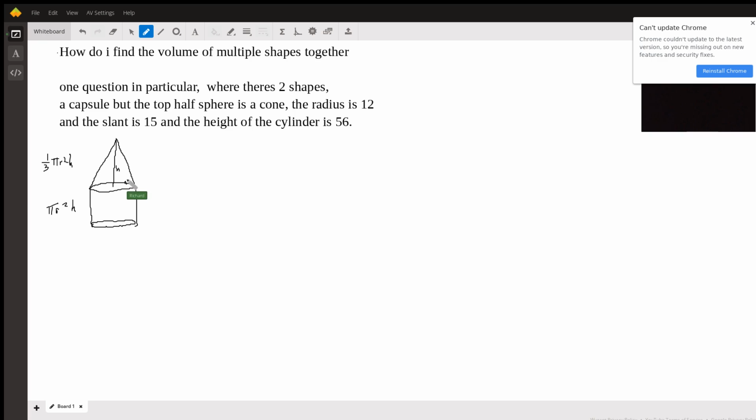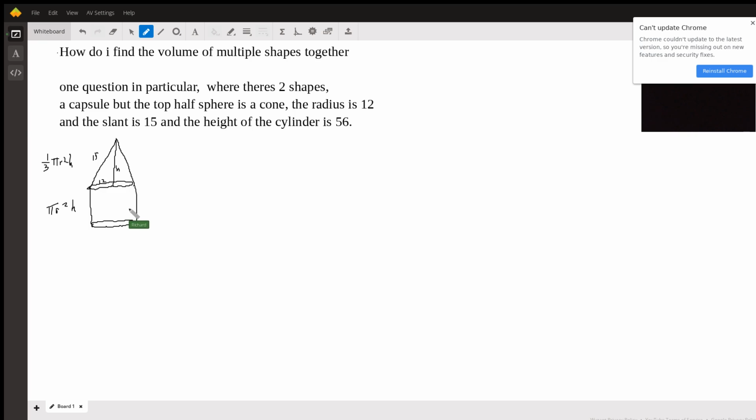Okay, so we're told that the radius of the cone and cylinder is 12, and the slant height is 15. Can't see that 12 very well, can you? Let me go back and do that a little better. So let me get that 12 in there. 12, there we go. That's my radius.